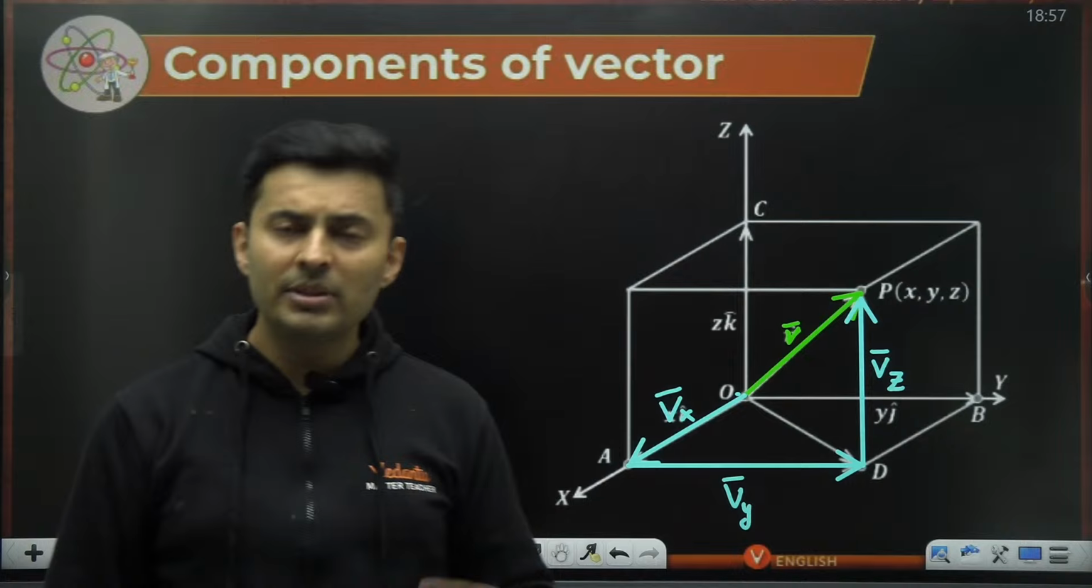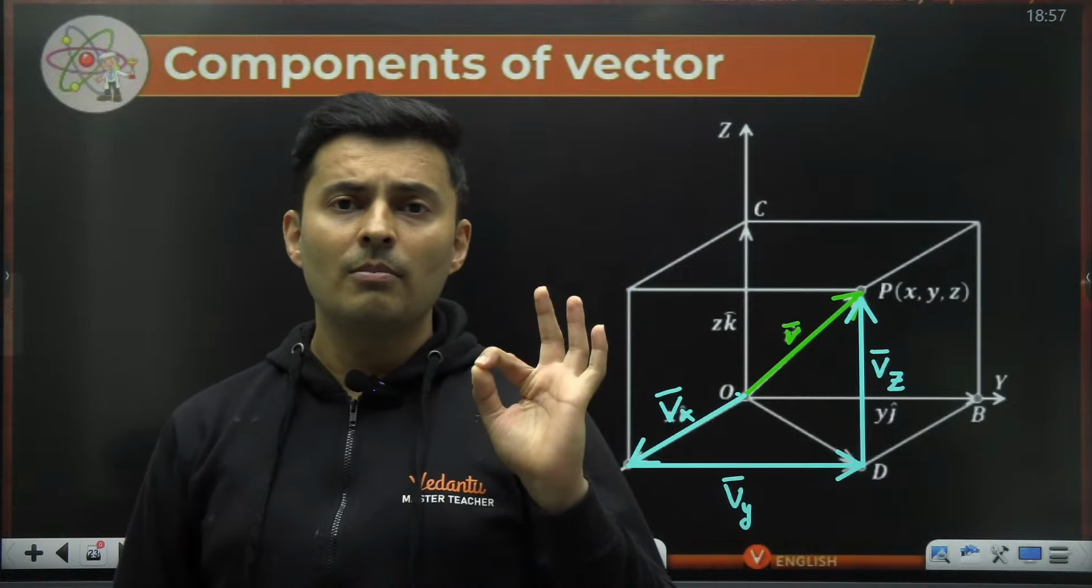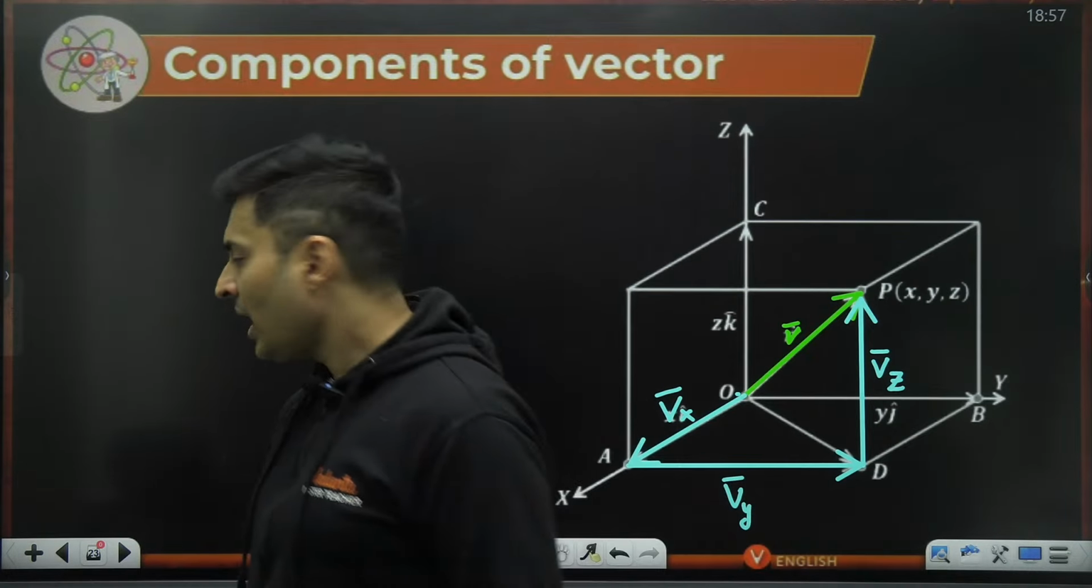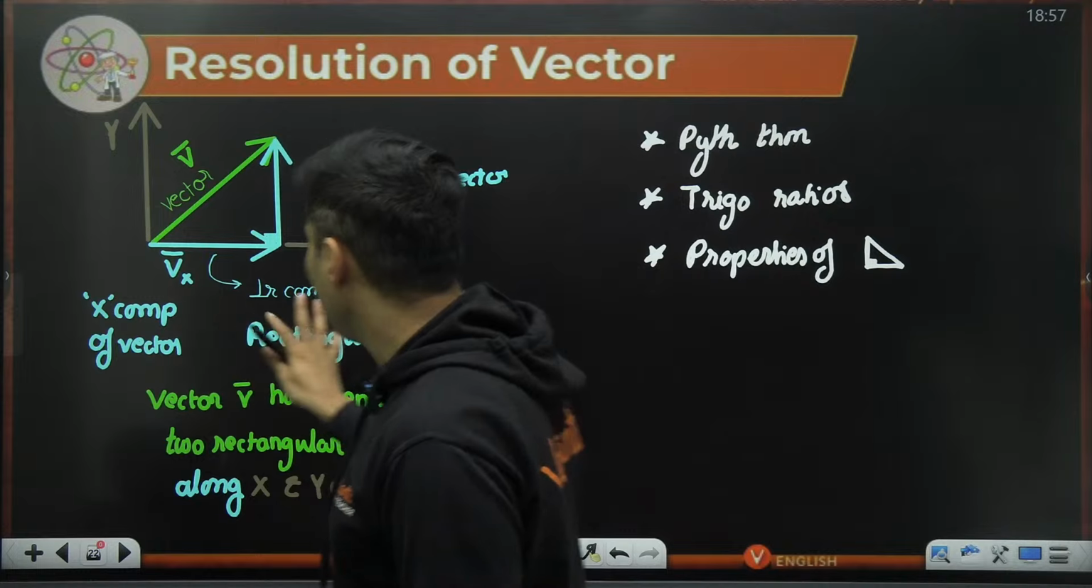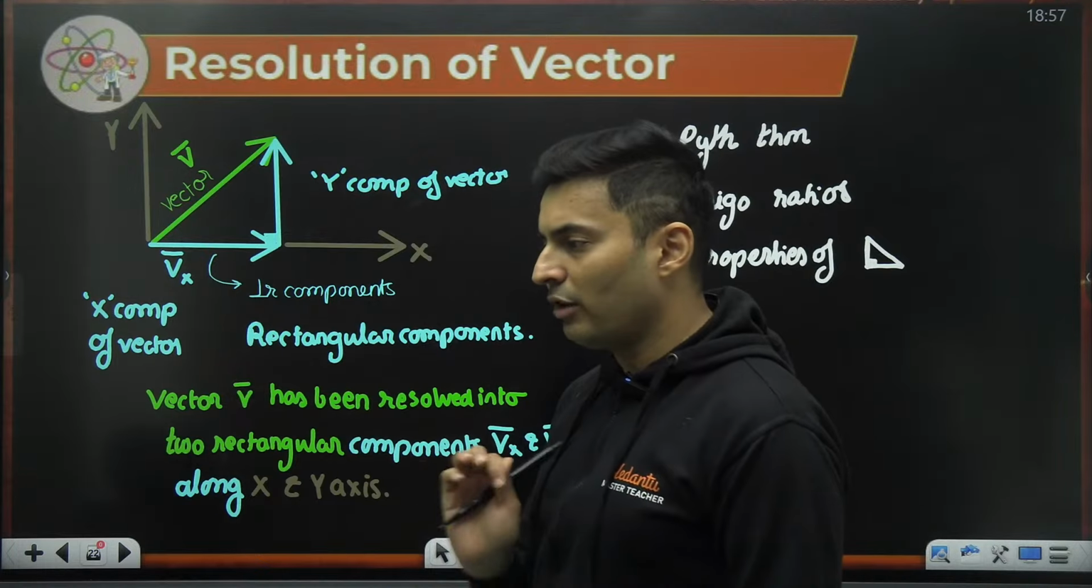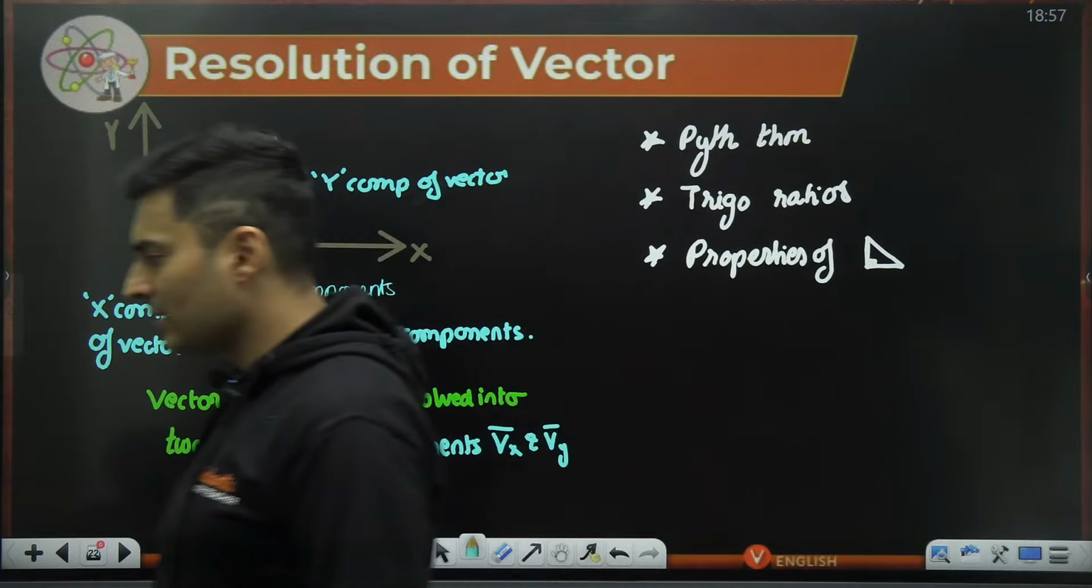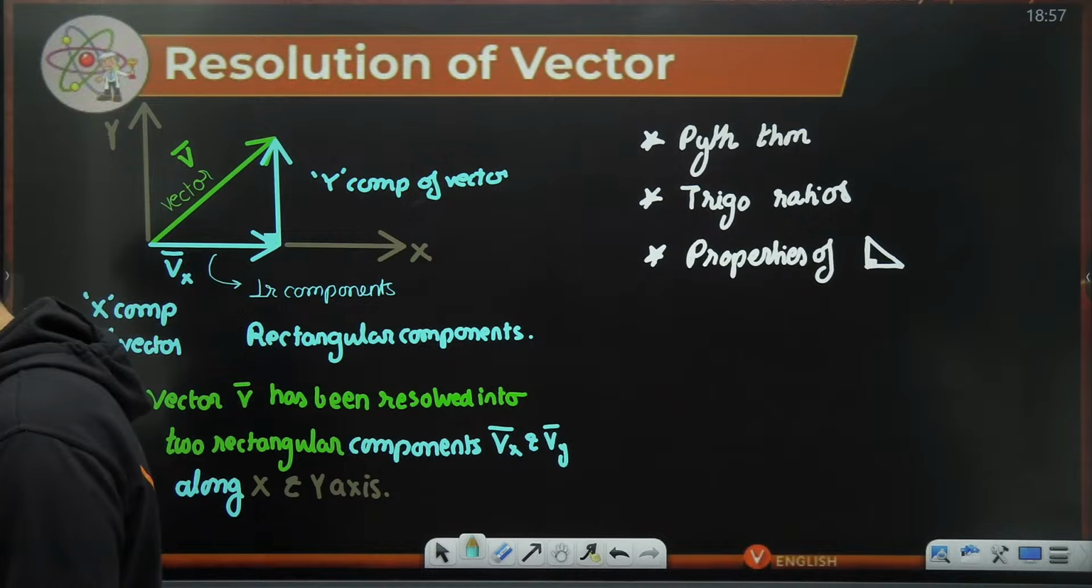What is the maximum three-dimensional components which are perpendicular possible? Answer that in the chat box. So what's the maximum rectangular components that a vector can have? Come on, answer this in the chat box.